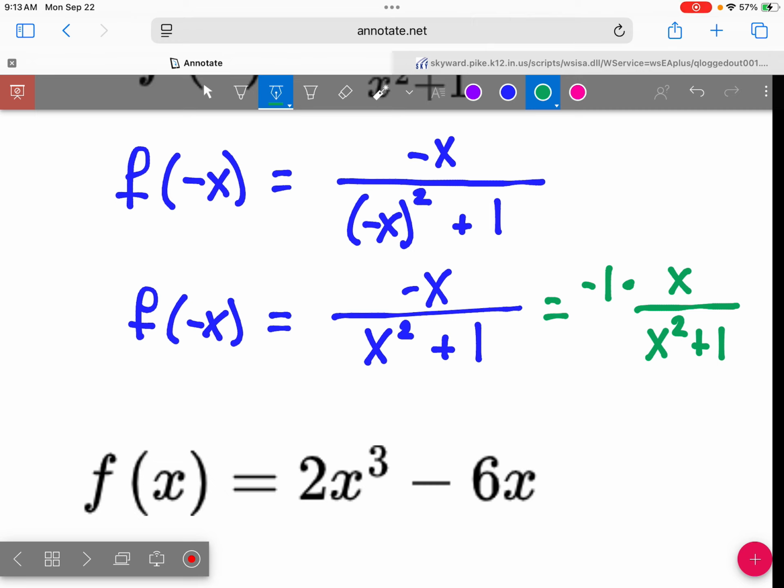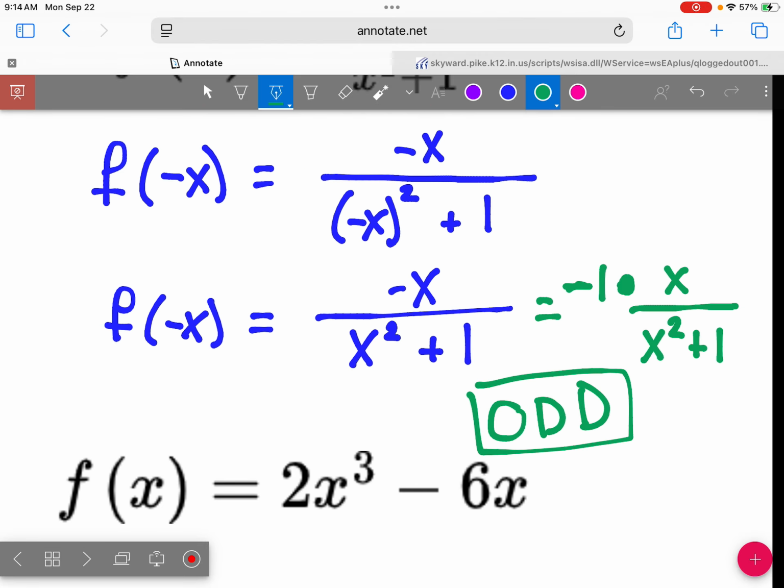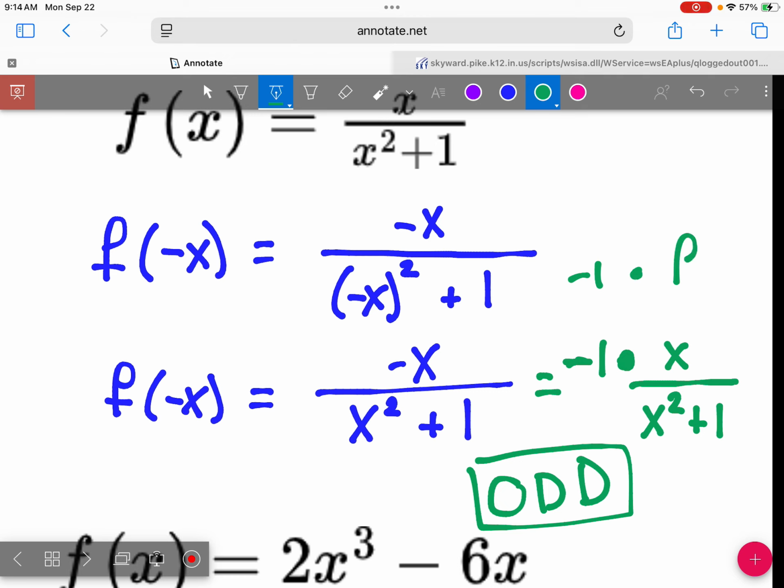I could rewrite my minus x as minus 1 times x, and the same thing as minus 1 times x over this, which means this is minus 1 times f of x. So it's the exact opposite of what we started with. It's negative 1 times what we started with, which means this one is odd. This guy was even, because this is our negative 1 times f of x.